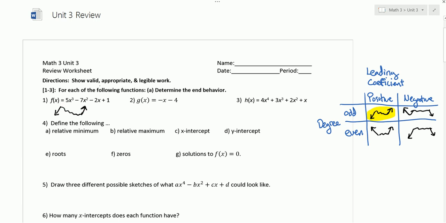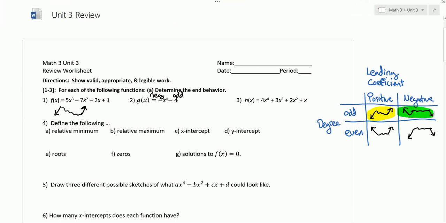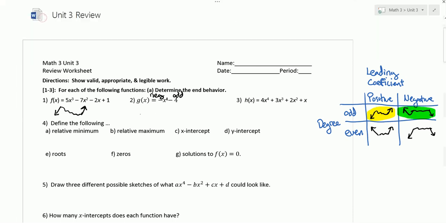Number 2, the leading coefficient is -1, so negative leading coefficient, and the highest degree is 1. Remember, that's x to the power of 1, so it's an odd power. So negative leading coefficient, odd power. So I will highlight it in green. We're looking at the top right case. So the left side is pointing up, the right side is pointing down.